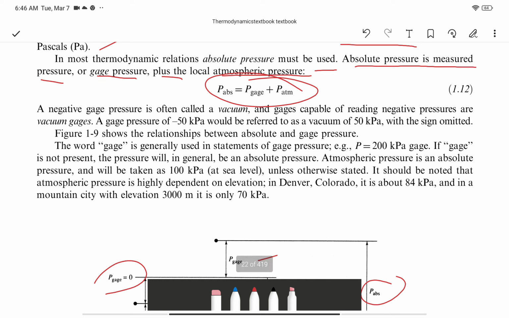So the negative gauge pressure is called vacuum. Remember this: the negative gauge pressure is called vacuum. The gauges capable of reading negative pressures are vacuum gauges. A gauge pressure of negative 50 kPa would be referred to as vacuum 50 kPa, with signs omitted. So in figure 1.9, I've just discussed that. It shows the relationship between absolute and gauge pressure.